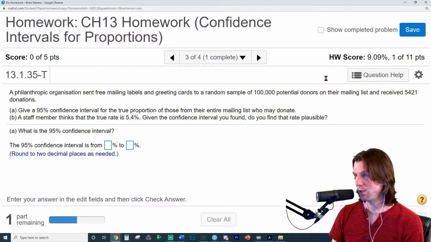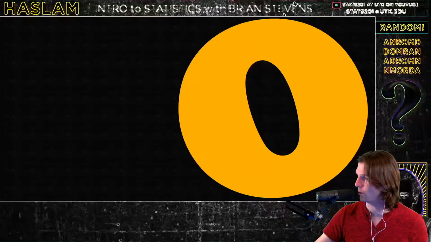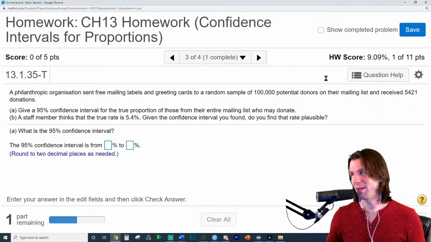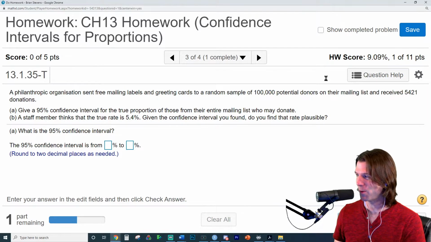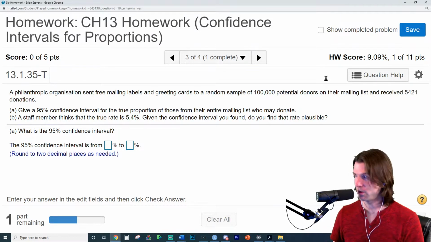A philanthropic organization sent mailing labels and greeting cards to 100,000 random donors. There's your condition one, random. So we have 100,000 random donors, and they received back 5,421 with donations.